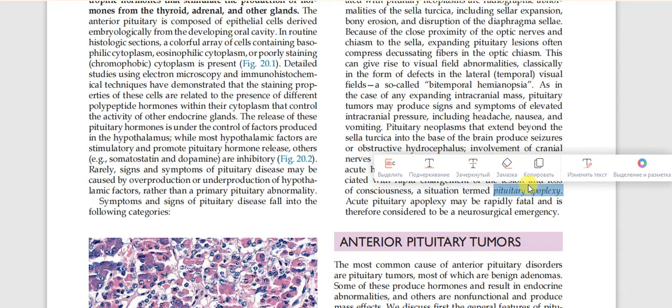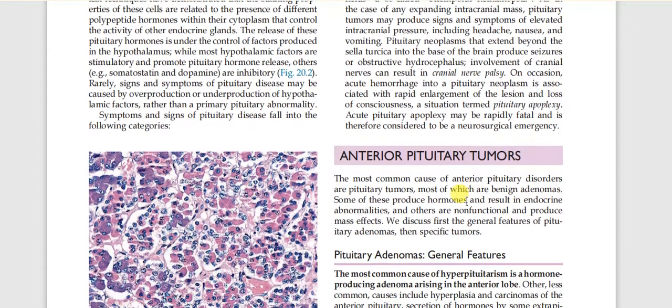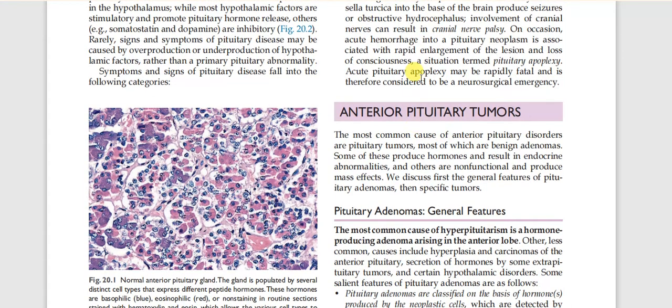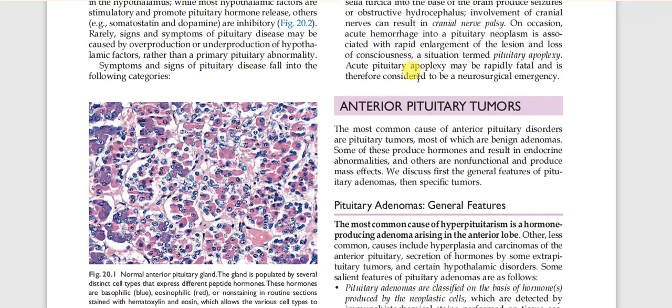Apoplexy is bleeding inside the tissue, bleeding directly inside the parenchyma of this tissue. It leads to an increase in size, and of course it will look like a stroke. And this is a neurosurgical emergency to save the patient's brain. Of course, we have to remove this pituitary gland during the surgery.